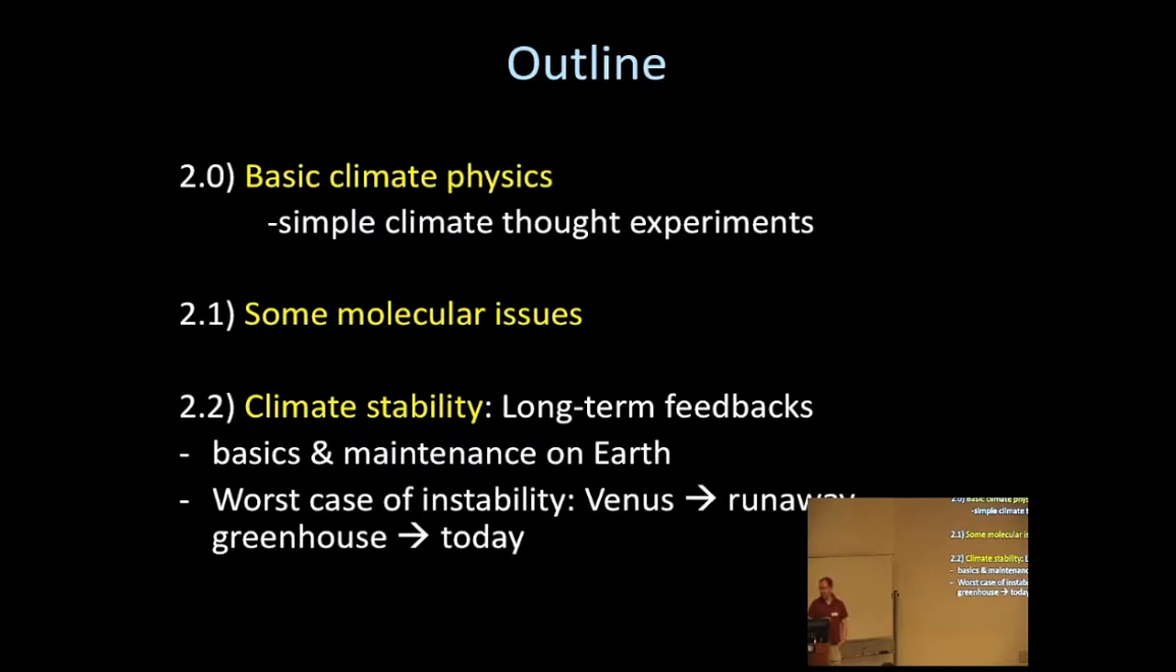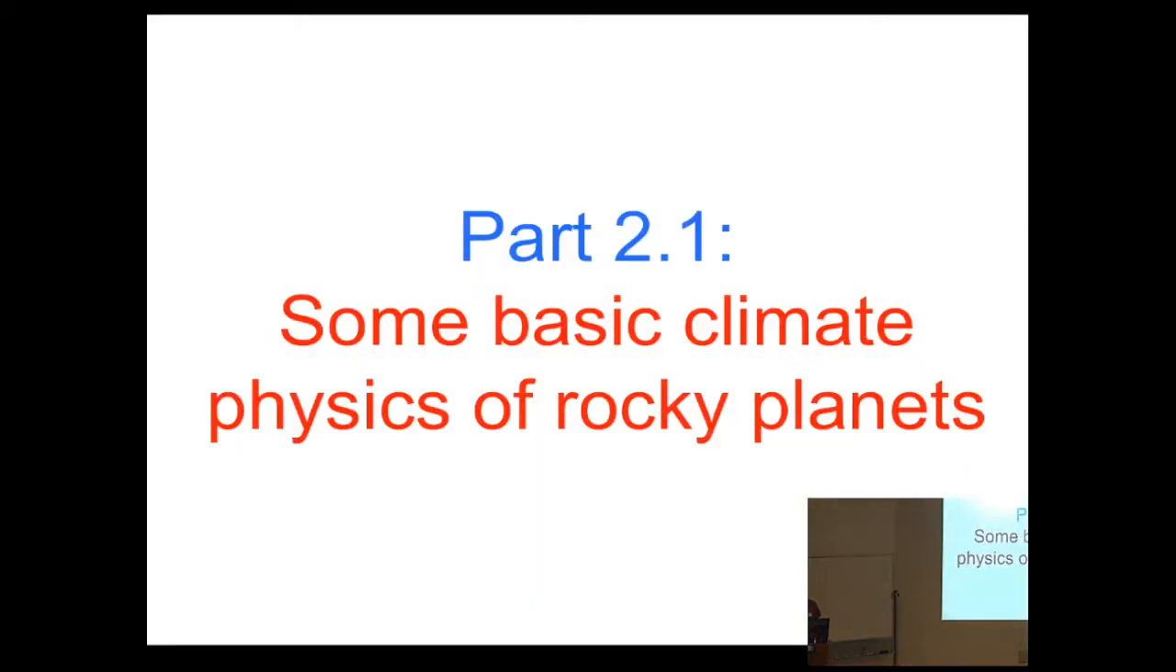Then I'll talk about some molecular issues of radiation, absorption and emission. And then finally I'll talk about climate stability, so long-term feedbacks that maintain a stable and habitable climate on the Earth, and then also a particular case when things go wrong, which is the worst case of instability probably, which is a runaway greenhouse, which illustrates some of the issues of radiation that I'll talk about earlier.